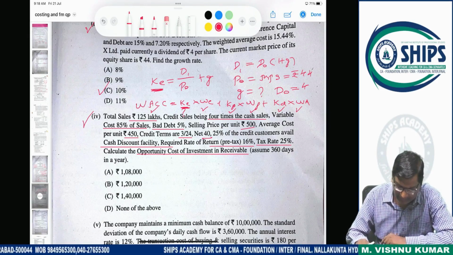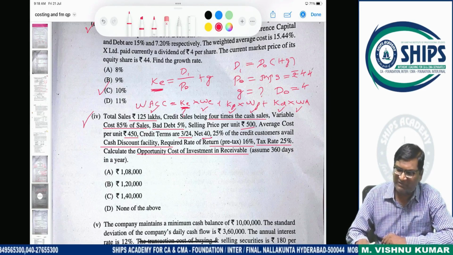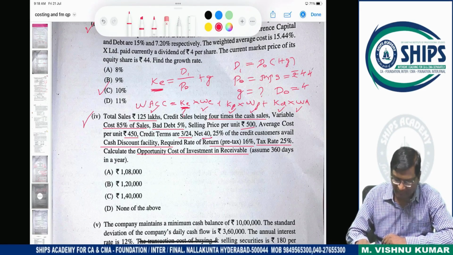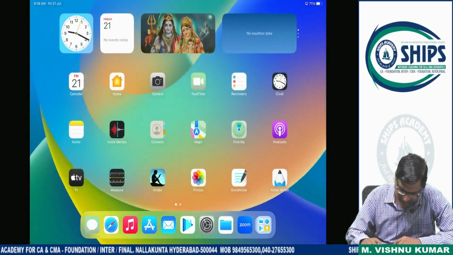Always remember, investment in receivables is calculated using the cost approach. Previously we followed this traditionally on sales, but now the concept has changed. We have to calculate this on cost. Clear? Yes sir. Let's start.